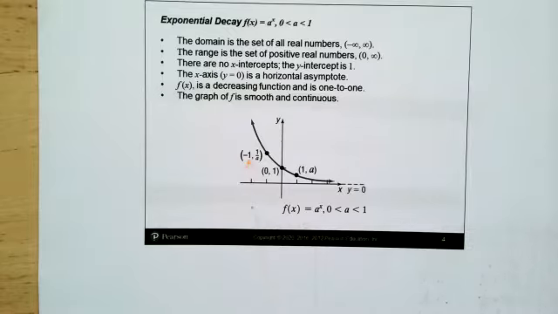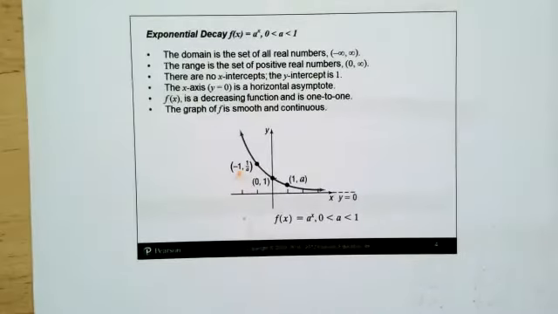So the domain is the set of all real numbers. Nothing is excluded. There's never going to be a variable in a denominator. There's never going to be a variable under a radical. The range is the set of positive real numbers. Again, it's not going to touch the x-axis. It's always going to be slightly above the x-axis forever. It'll always have a positive y value. There are no x-intercepts. The y-intercept is 1 because even if it's a fraction, if it's raised to 0, the answer is going to be 1.